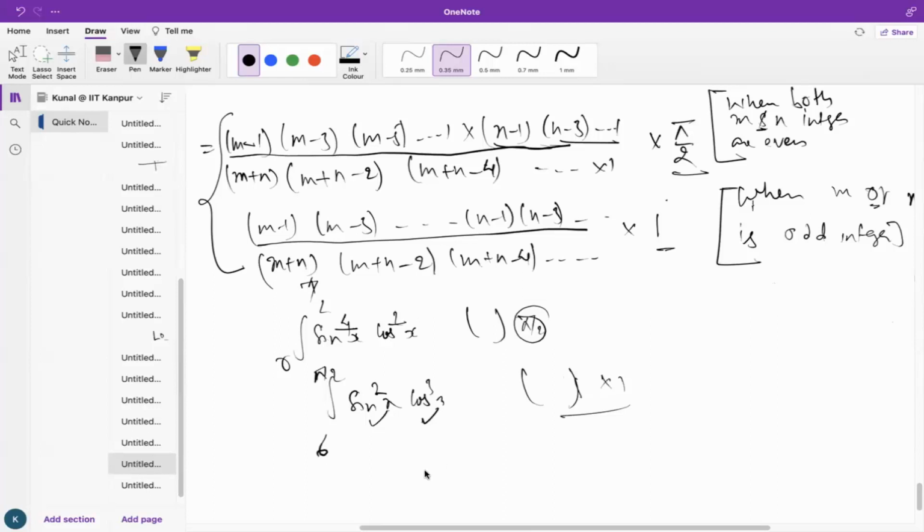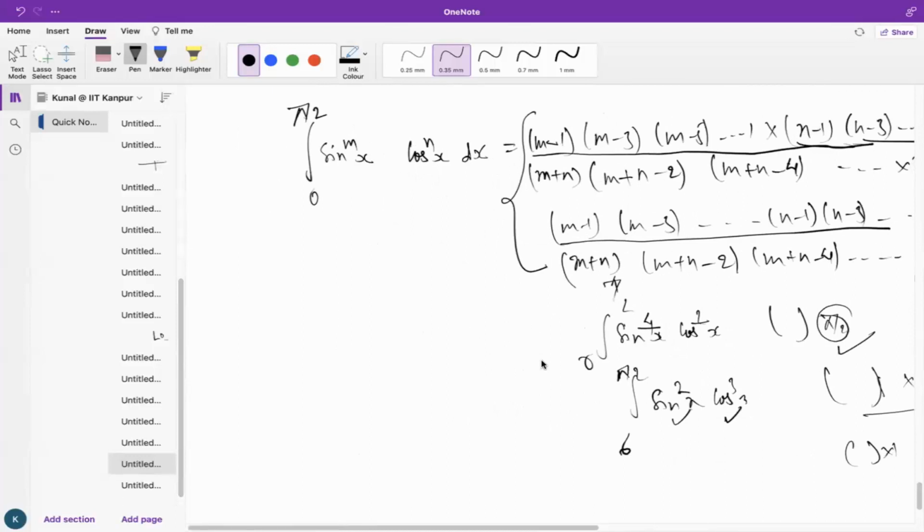If both are odd, then also we multiply it here by 1. Pi by 2 is multiplied if both m and n are even. Then we multiply by pi by 2. Otherwise, we multiply it by 1. Now let me explain the Wallis formula again.